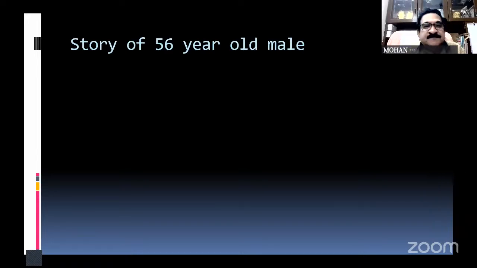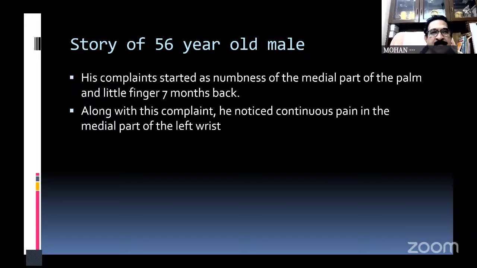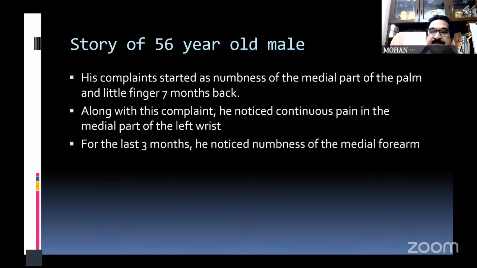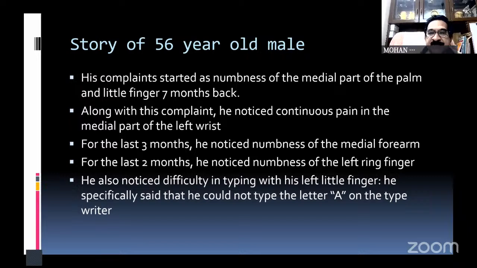This is a long case. This is a 56-year-old male. His complaint started as numbness of the middle part of the palm and little finger 7 months back. Along with this complaint, he noticed continuous pain in the middle part of his left wrist. For the last 3 months, he noticed numbness of the medial forearm. For the last 2 months, he noticed numbness of the left little finger and ring finger. Initially pain in the little finger, then coming to the ring finger, and numbness of the medial forearm, and continuous pain in the wrist. He also noticed difficulty in typing.